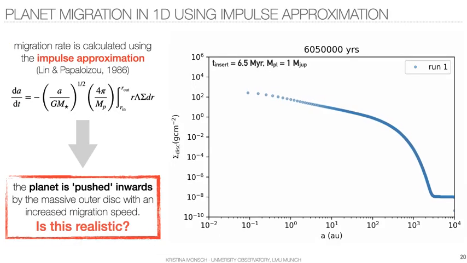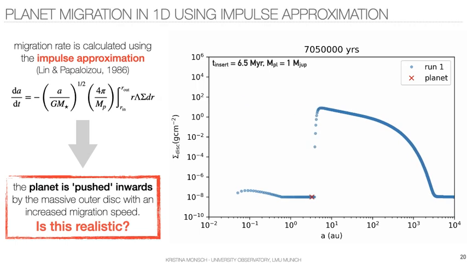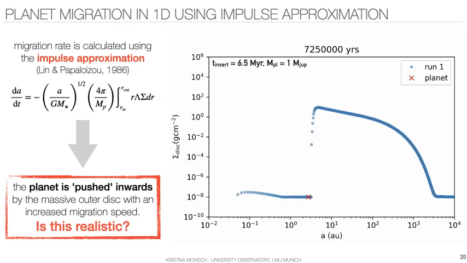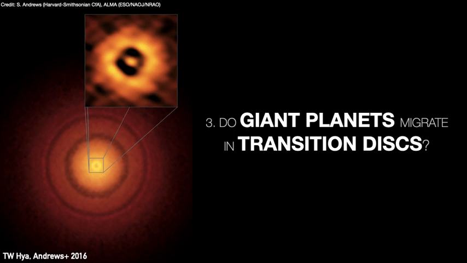However, these 2D studies I've just mentioned did not investigate in detail the migration process of the planets, and it's therefore not clear if this effect that we observe in 1D is actually realistic. So do giant planets actually migrate in transition disks with evacuated inner cavities? And the only way to answer this question is by modeling such systems in 2D.